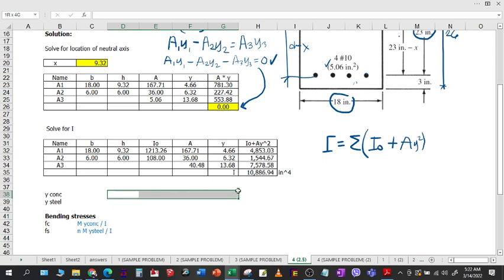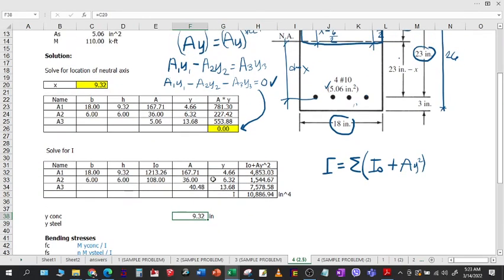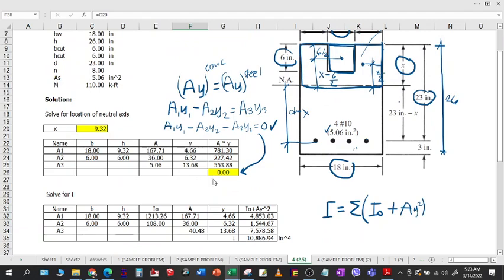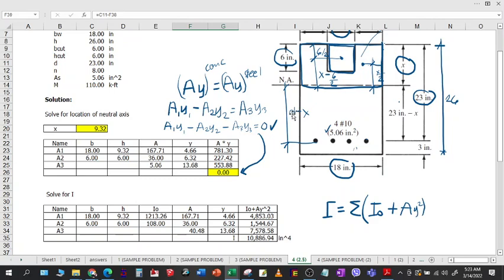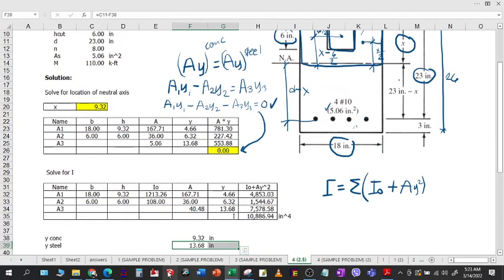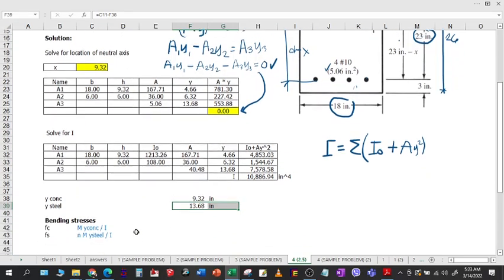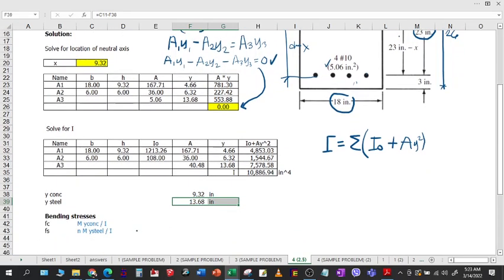Okay? So for the Y in concrete, that is equal to 9.32 inches. Okay? Because this is just the value of your X, 9.32 inches. And the Y of the steel is 13.68 inches. That is simply equal to D minus X. So we have our Y already, and we have our I. We can solve for the bending stresses in concrete and in steel.